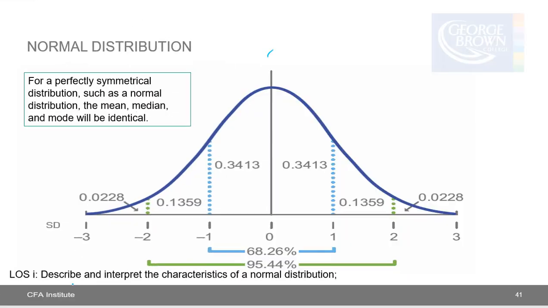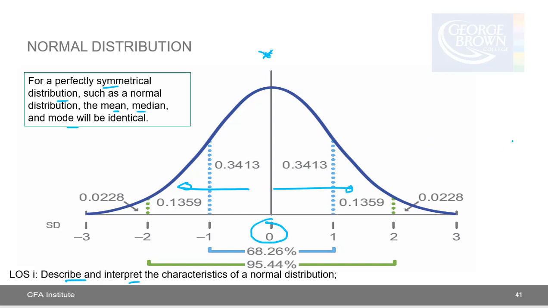So now we're moving on to learning outcome statement I, which is to describe and interpret the characteristics of a normal distribution, okay? Here we've got a graph of a normal distribution, and it looks like a bell curve. The shape of the curve is symmetrical with a single central peak at the mean of the data. Because it's a perfectly symmetrical distribution, the mean, the median, and the mode are all going to be identical here, okay? In this example, the mean equals 0. Because the curve is symmetrical, 50% of the distribution falls to the left of the mean and 50% falls to the right.